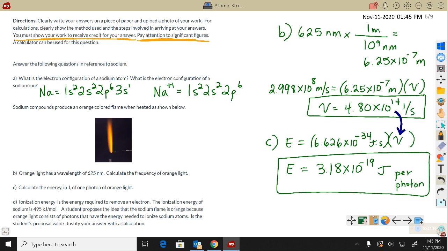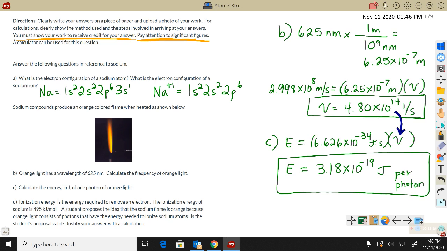In question A, we want the configuration of a sodium atom and a sodium ion. The atom has 11 electrons. The plus 1 ion should have 10. Compounds of sodium produce an orange-colored flame when heated. And so you can see that with a flame test, or if you electrocute a pickle, you can see that too, right?